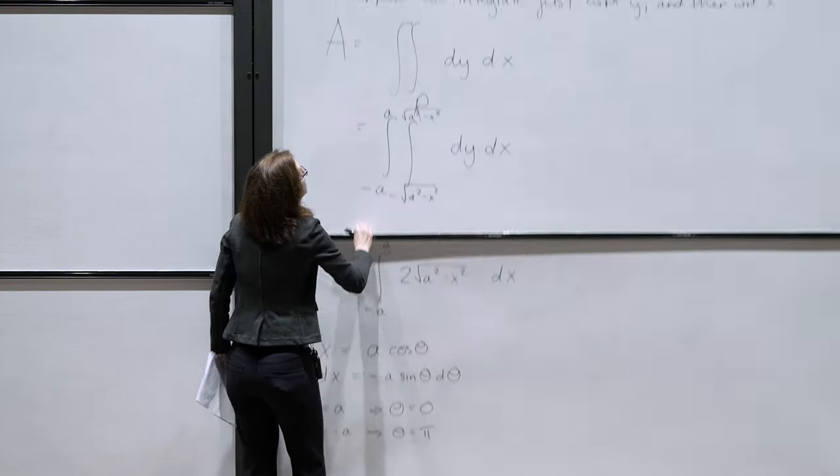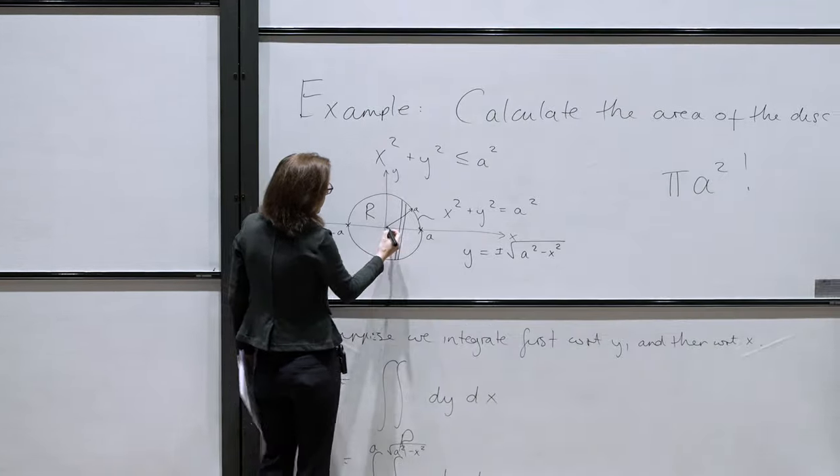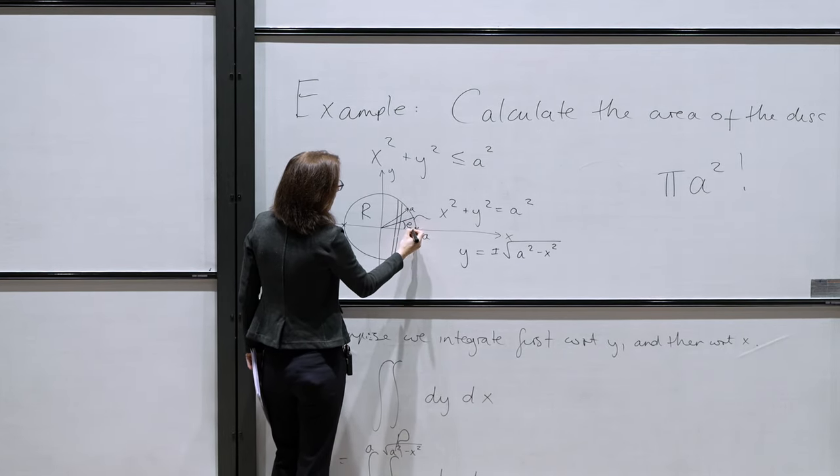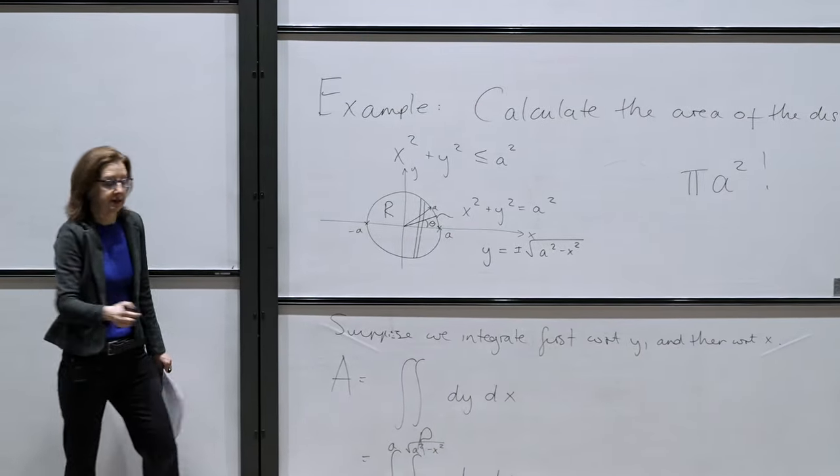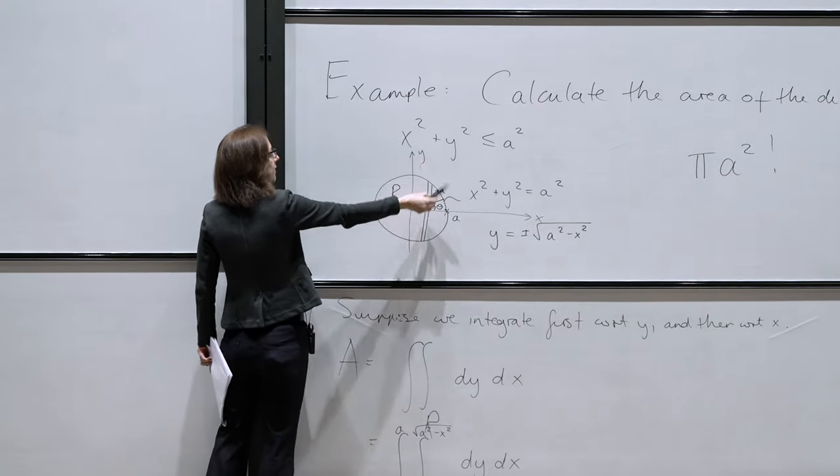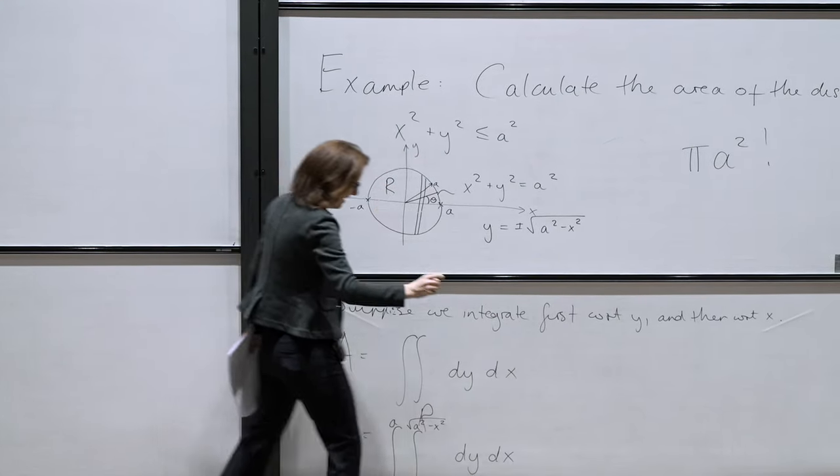So what I'm doing here is thinking about my angle theta, which is referred to the x-axis. So x equals a would be here, and x equals minus a would be here, at theta equal to pi.